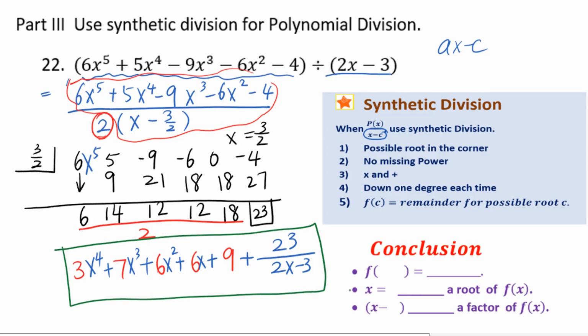Let's go to conclusion. F of 3 over 2 equals 23. X equals 3 over 2 is not a root of f of x. Then 2x minus 3 is not a factor of f of x.